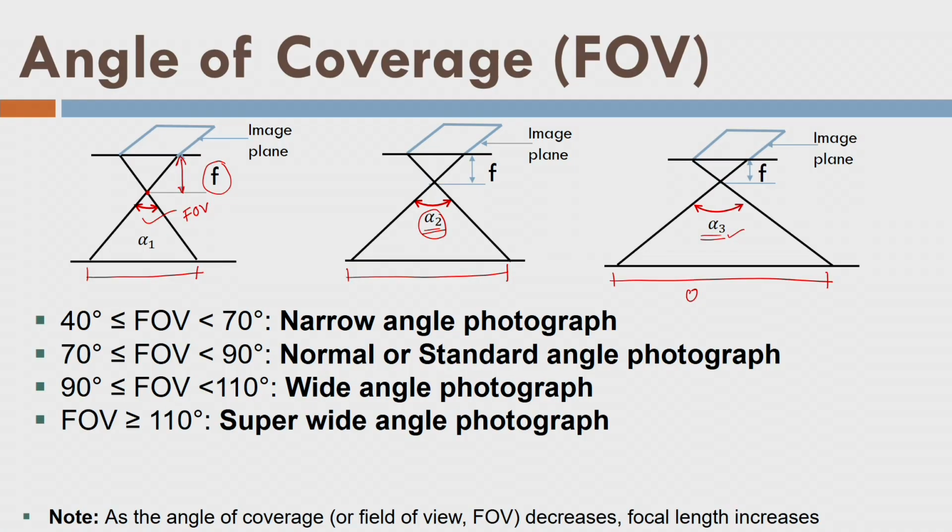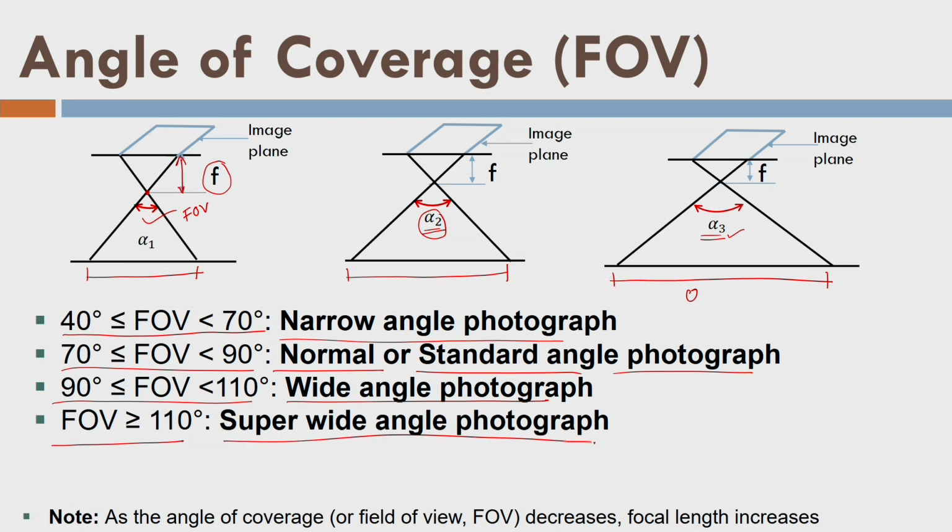Anyhow, if the FOV is in this range, the field of view, it's called narrow angle photograph. Then we have this range for normal or standard angle photograph. Then we have more than 90 degrees to 110 degrees, we have wide angle photographs, and more than 110 degrees FOV is called super wide angle photograph.